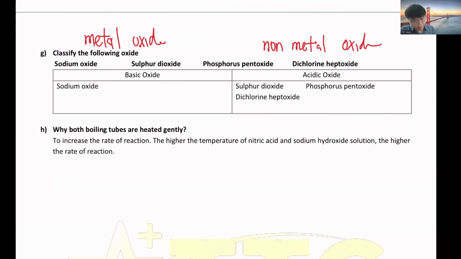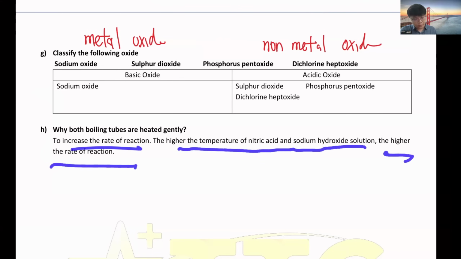Okay, why are both boiling tubes heated gently? For example, if you put milk powder into cold water, it is very hard to dissolve. If you put milk powder into warm water, it will be easier to dissolve. So you need to heat the acid or the alkaline gently, a little bit hot, and only then start to stir them to make sure whether they can dissolve or cannot dissolve. This is to increase the rate of reaction: the higher the temperature of the nitric acid and sodium hydroxide, the higher the rate of reaction.